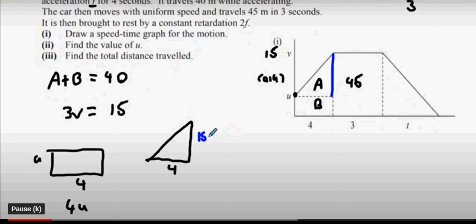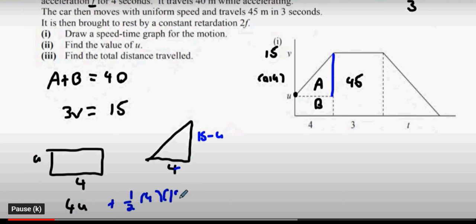So next thing we get is, once again, lads, this should read v equals 15, not 3v equals 15, because of 3v equals 45.